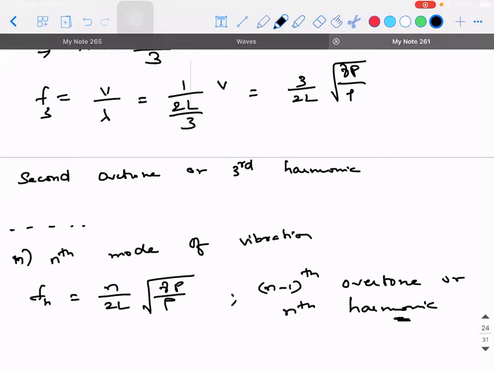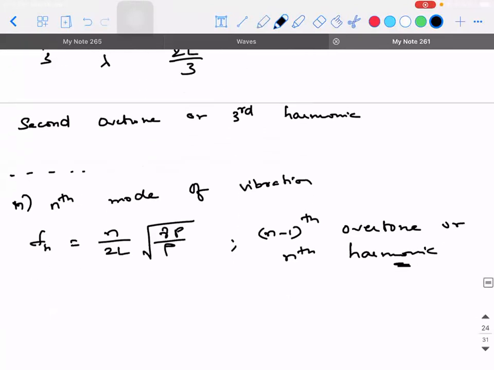Sir, I have a doubt. Tell me. What's in the denominator below gamma P, sir? Below gamma P, it is rho. That is the density of the gas in the medium. Okay, sir.